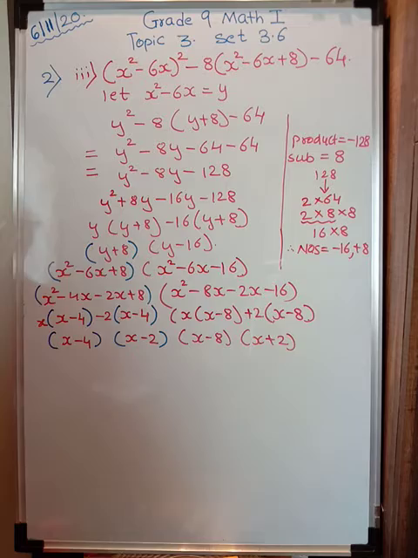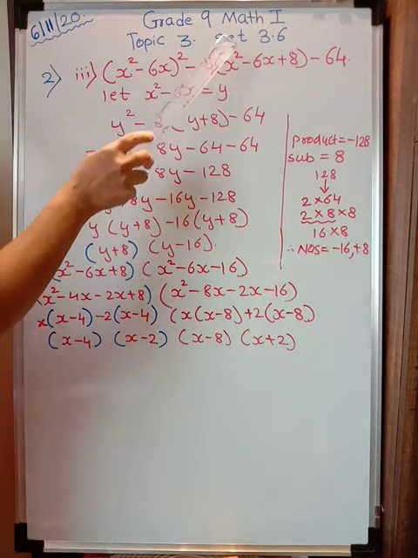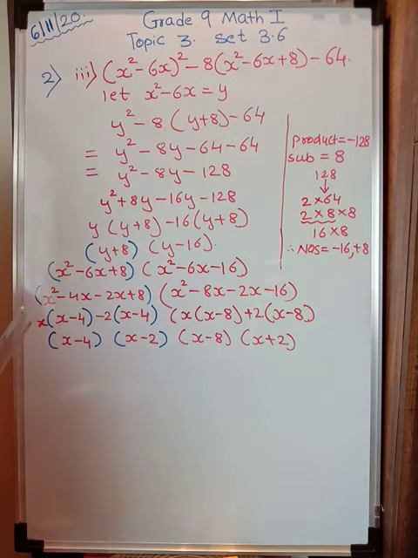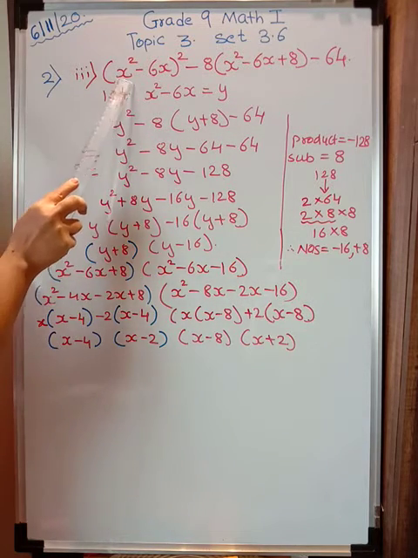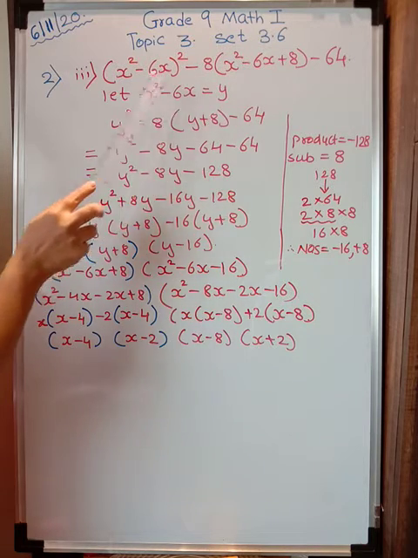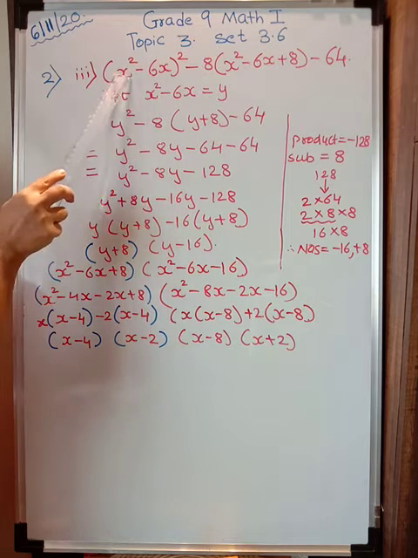Now look at the third problem. You have (x² − 6x)² − 8(x² − 6x + 8) − 64. Now what is repeated over here? x² − 6x. Here also x² − 6x. So let x² − 6x be equal to y. So for this I am writing y.